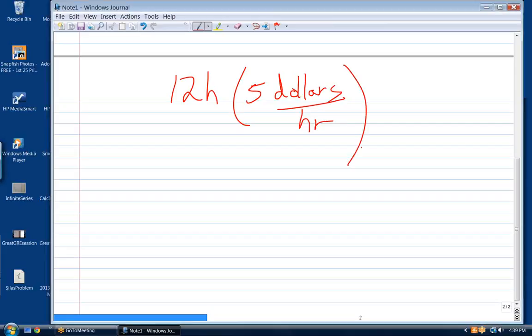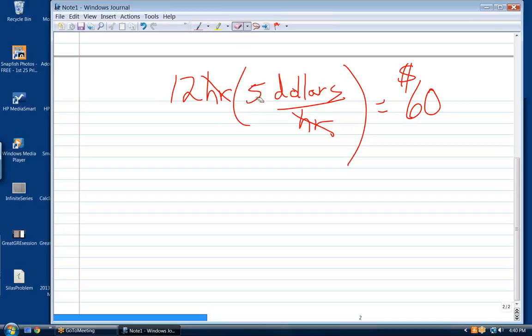If you're working at a job and you're getting paid $5 per hour and you multiply by 12 hours, the hours cancel, the units cancel, so your final answer is in dollars, $60. Yeah, so pretty much you're saying how much money do you get if you work for 12 hours at $5 an hour, right? Exactly. But the units always have to make sense. In other words, you're always going to end up with dollars here.